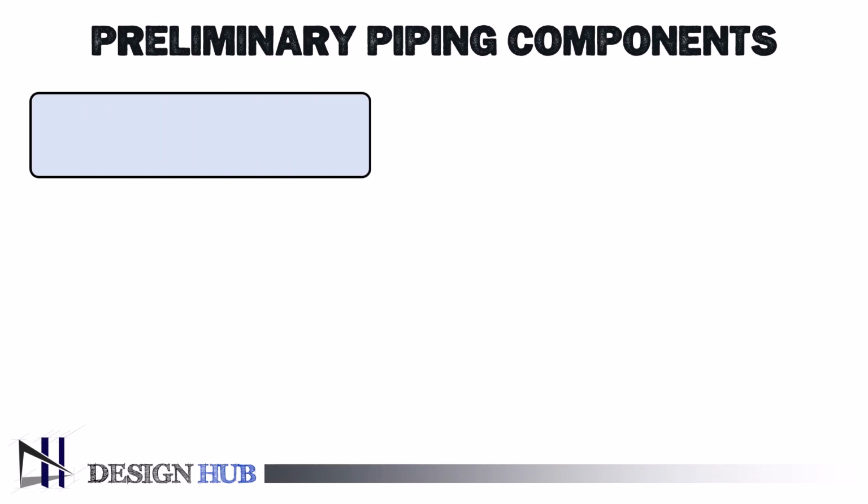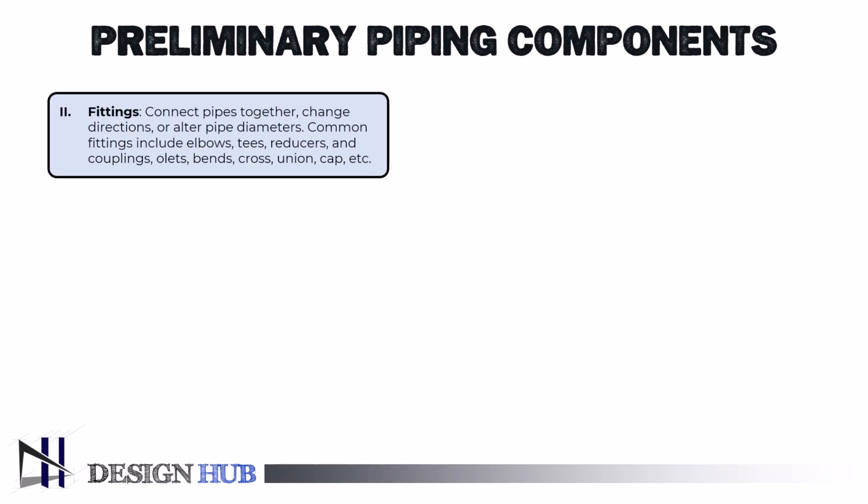Now, the second preliminary process component is fittings, which contains elbows or bends, tees, reducers, couplings, eyelets, bends, cross, union, cap, etc. Fittings are mainly used to connect pipes together of the same or different sizes using reducers, change direction of flow using respective elbows, or transfer fluid to some tank using a tee from the main branch.